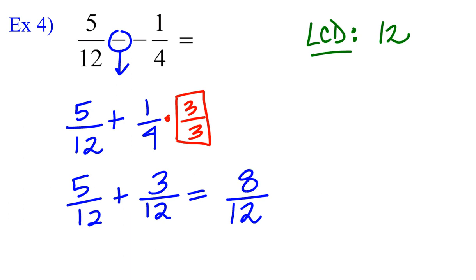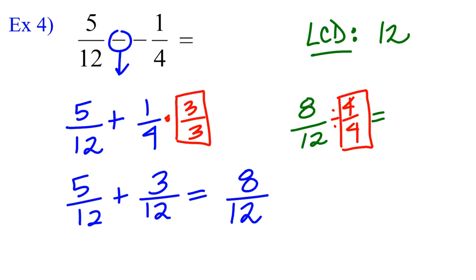Now, most of us would stop right there, but hopefully you realize that 8 twelfths needs to be simplified because they're both even numbers. Think about what might be the largest even number that you can think of that will go into both of these numbers. We know 2 will, but 4 will as well. So I can use, again, that fraction of 1 to make an equivalent fraction of 8 twelfths. We can simplify it a little bit. 8 divided by 4 is 2. And 12 divided by 4 is 3. So our final answer for this problem, once we simplify, is 2/3.